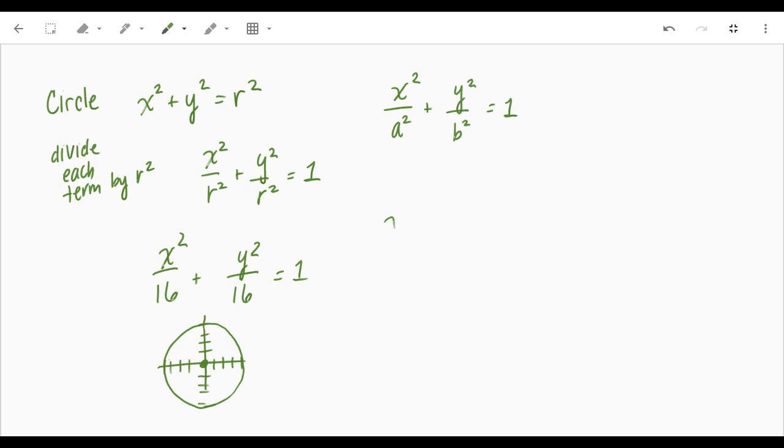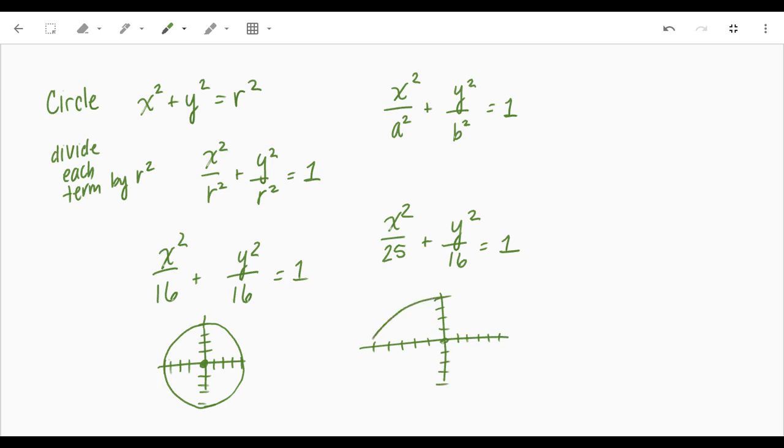So maybe I'd have x squared over 25 plus y squared over 16 equals 1. Okay, so again, it's still centered at 0, 0, but think of it as two different radii. In the x direction, your radius is 5. It's the square root of 25. So 1, 2, 3, 4, 5. In your y direction, your radius is 4.